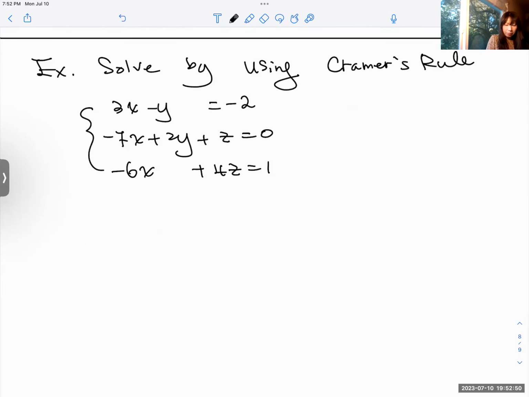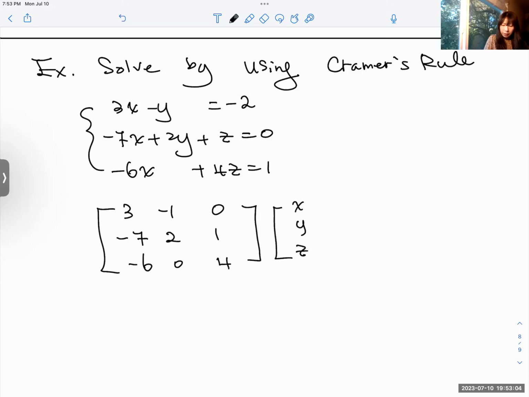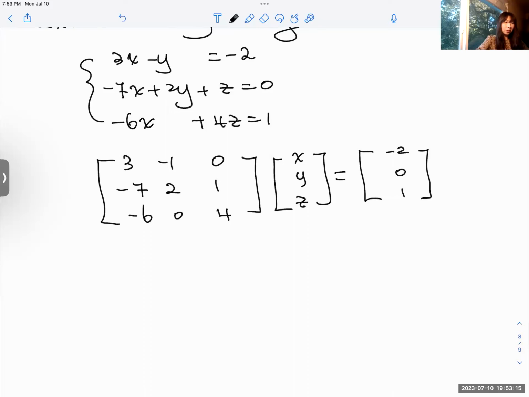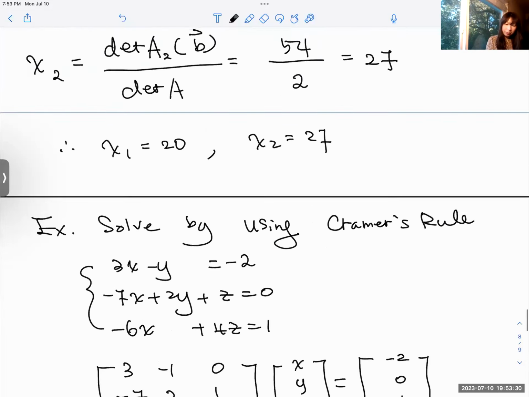Okay, so there will be 3, negative 1, 0, negative 7, 2, 1, and negative 6, 0, 4. And this is x, y, z equal to b, which is negative 2, 0, 1, right? Okay, determinant. So determinant of A sub 1. Okay, let us use that.